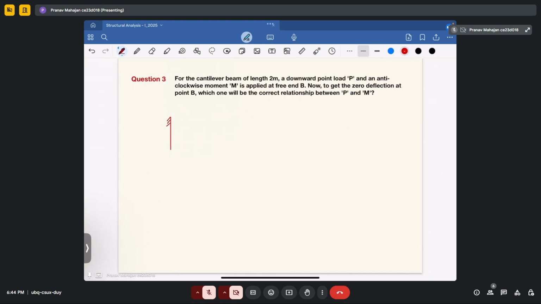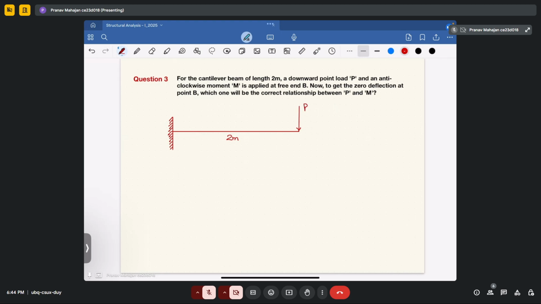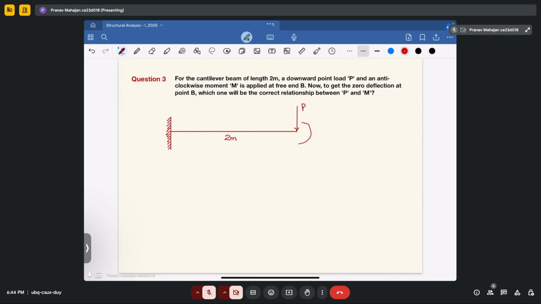So we will first make a cantilever beam. This is of length 2 meter, over which a point load is applied at the free end. So this is our point load, and an anti-clockwise moment is applied at the free end. So now you have two loads here. You have the point load as well as the moment. So what will we use? We will use the principle of superposition.